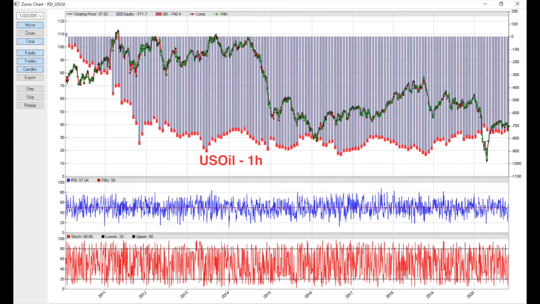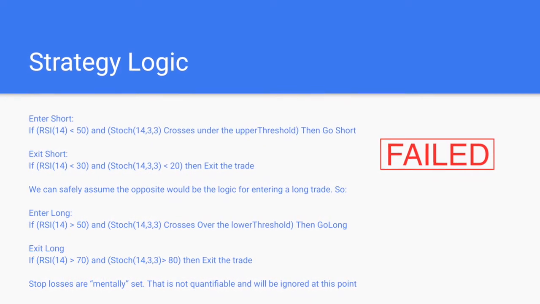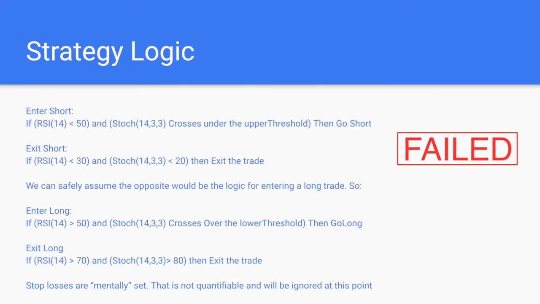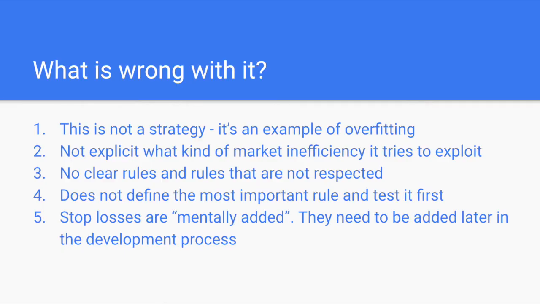We can safely conclude the strategy has no edge and it is failing on all the instruments that we tested it on. So what is wrong with this strategy? Well, to start off, this is not a strategy. It's just a poor extreme example of overfitting. Not only that, but it's not even respecting its own logic in the example provided.